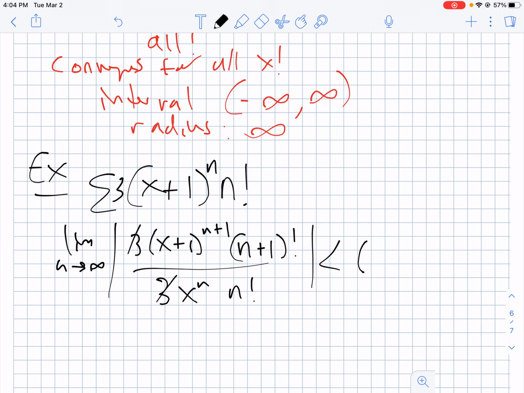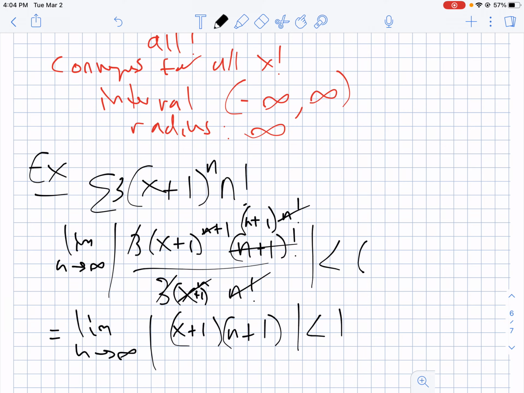Okay, so the 3's cancel. This is n plus 1 times n factorial. I've seen that trick a million times. So this is the limit as n goes to infinity. I forgot an x plus 1 down here. Okay, so those cancel, and you're just left with an x plus 1 times an n plus 1.